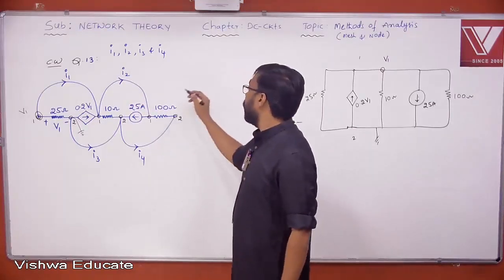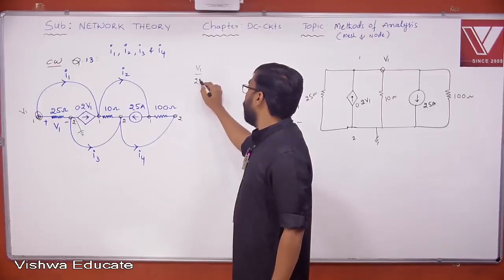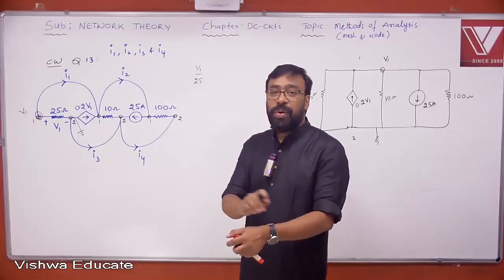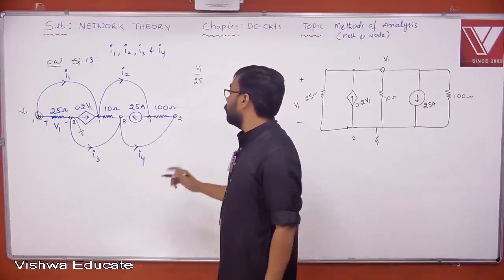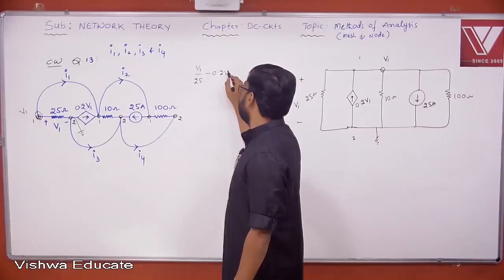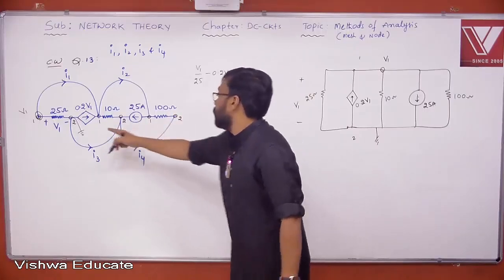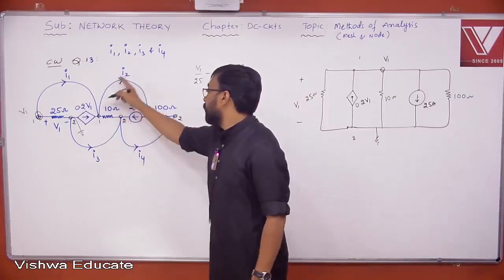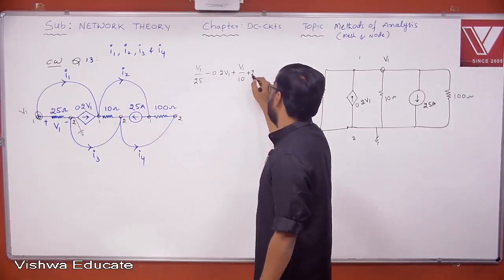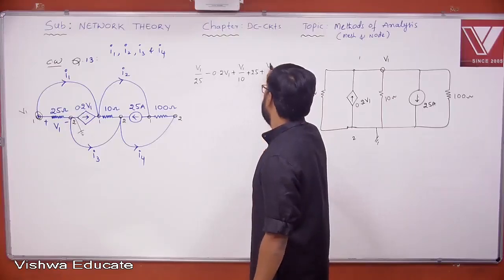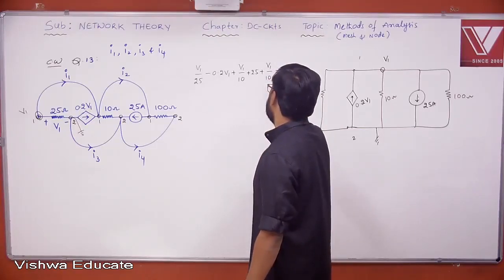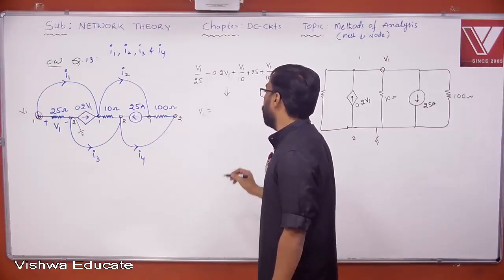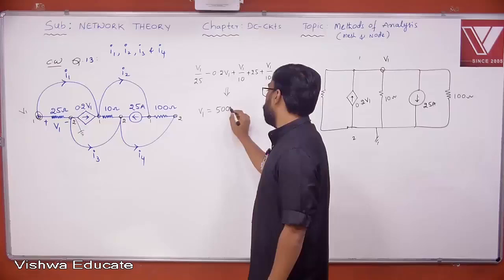Now, let me apply. V1 by 25. My objective is not looking at this. Directly I want to solve it. I have drawn that only to make you understand in a more clear way. So V1 by 25, then minus 0.2 V1. Then what is this? V1 minus 0 by 10, right? V1 by 10. Then coming here plus 25 plus V1 by 100 is equal to 0. That's it. One equation, one variable. If you solve it, you get 500 volts.